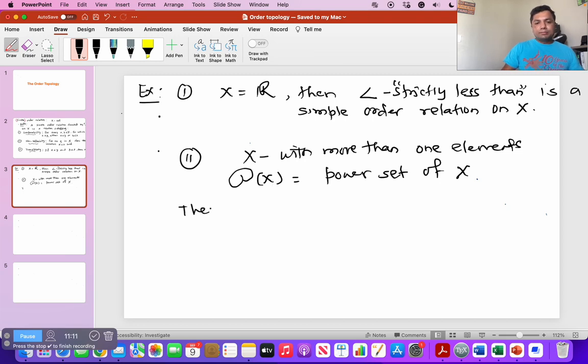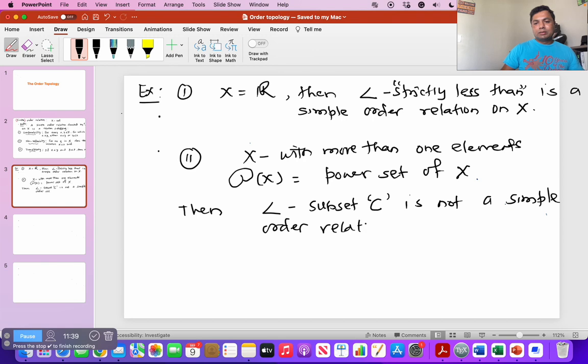Then let's take the relation which is subset. Usually we denote the subset like this. So then the relation subset is not a simple order relation on the power set of X.